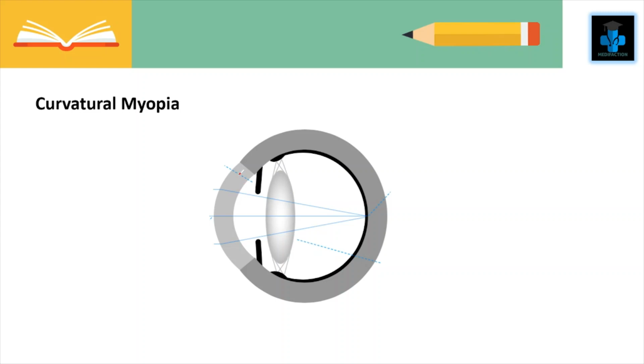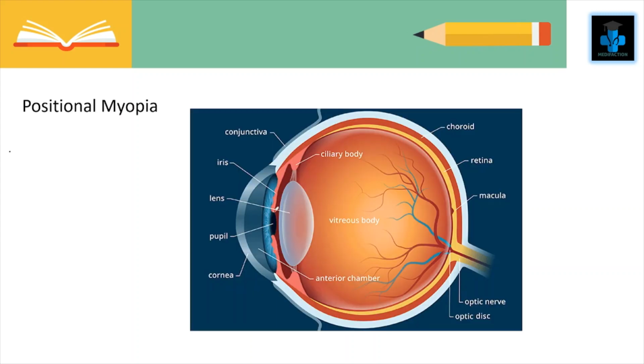Next we have curvatural myopia. This occurs due to increased curvature of the cornea, or increased curvature of the lens, or increased curvature of both the cornea and lens. Next we have positional myopia. This is produced by anterior placement of the crystalline lens in the eye. This right here is the crystalline lens, and it is positioned anteriorly.